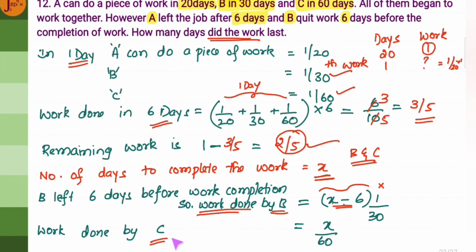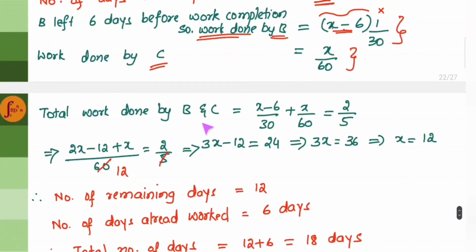Similarly, what is the amount of work done by C? In 1 day, C completes 1/60th of the work. Then for X days, it's going to be X into 1/60, which is X by 60. Now, both of these should add up to 2/5, because this is the remaining work, and both of these people have worked until the work is completed. So the total work done by B and C is this one plus this one. This is B's work, this is C's work. You add up and that should be equal to the remaining work, 2/5.